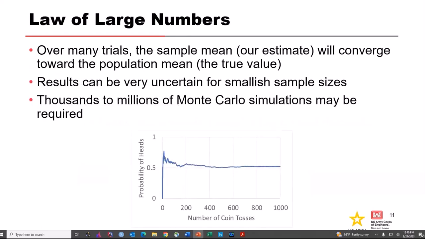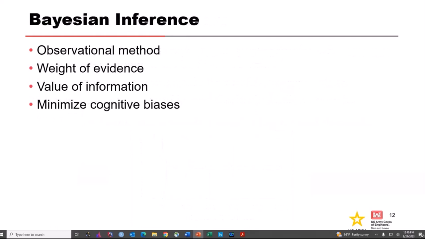All right, Bayesian inference. We're going to walk through a little example on Bayesian inference. This relates to how we do subjective probabilities. The concept is kind of known as the observational method, where we're basically observing all the different evidence and placing our judgment and weight on it. It can also be used to think about the value of information: how much is it worth going out and getting more information? You can use Bayesian methods to evaluate those kinds of things.